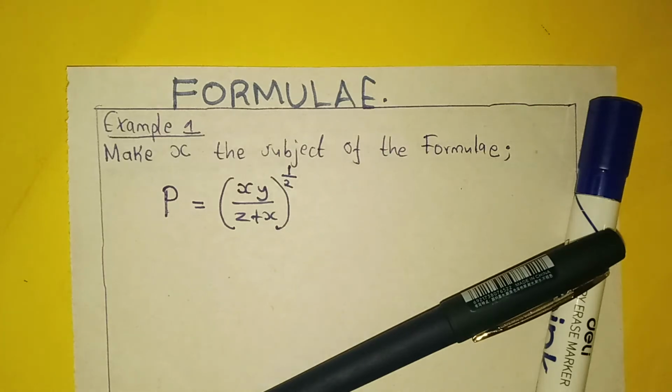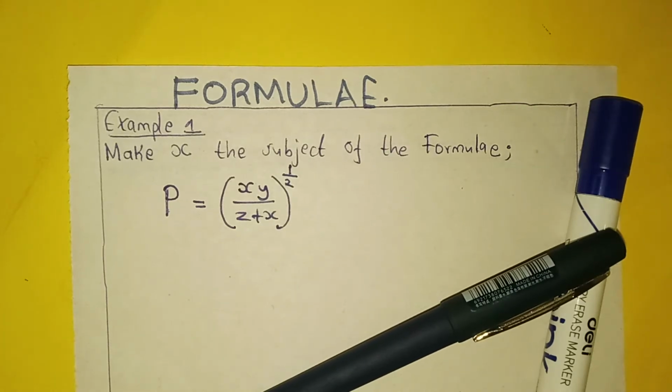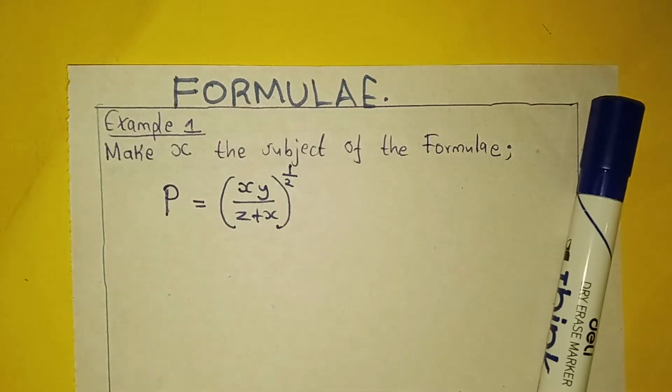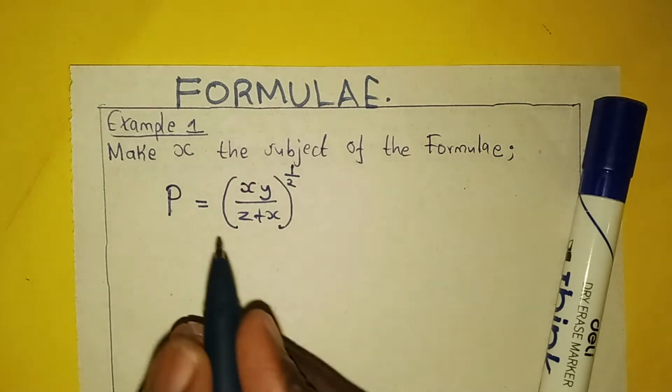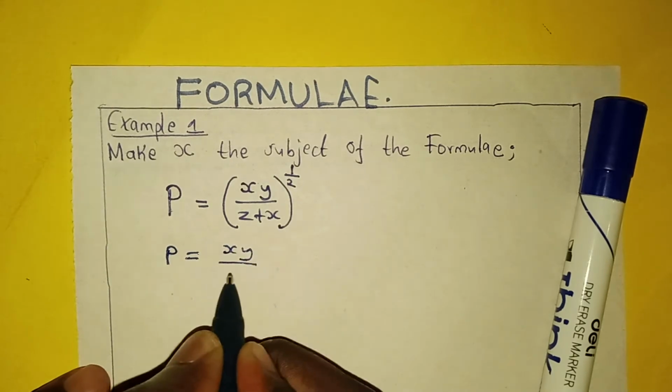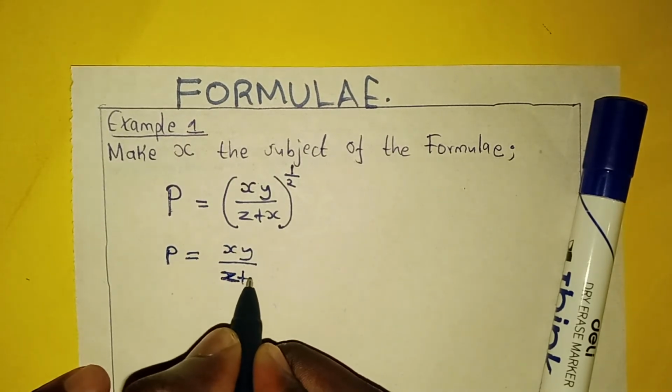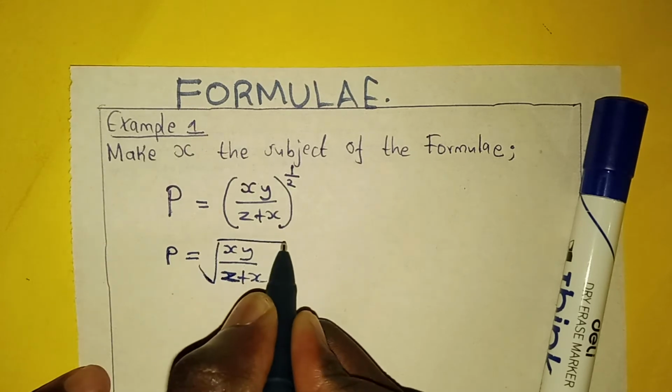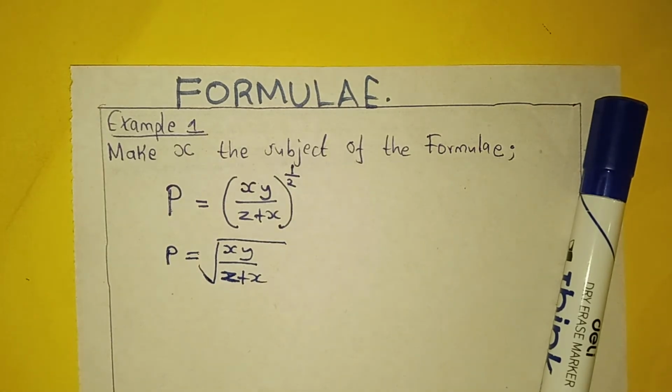Hello everyone, in this video I'm going to teach you a problem involving formula, and this is example 1. Make x the subject of the formula p is equal to xy over z plus x, all raised to a half. Now this formula is the same as p is equal to the square root of xy over z plus x. Now, how are we going to make x the subject of this formula?